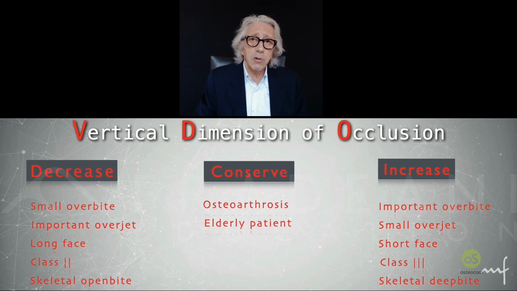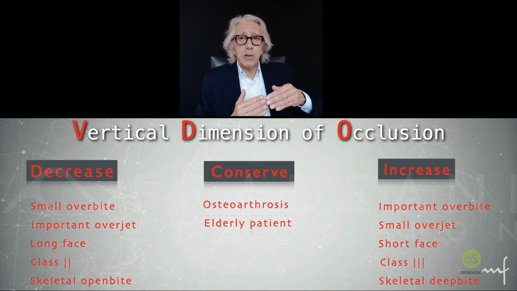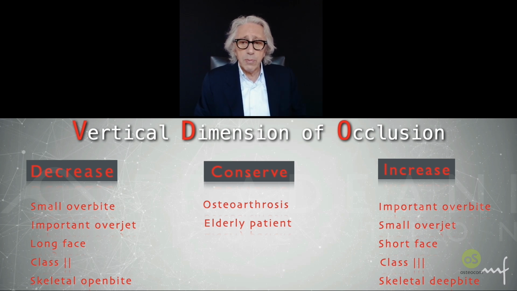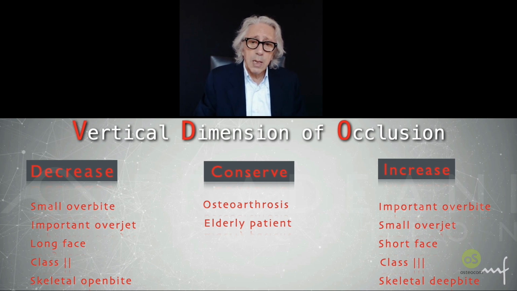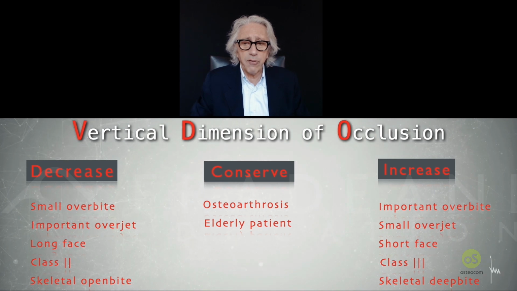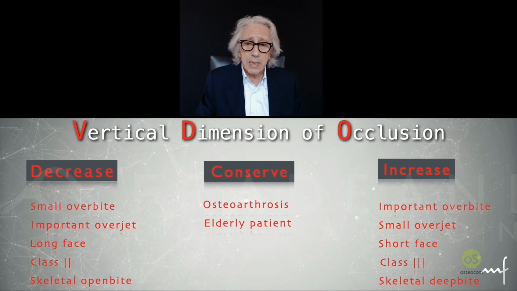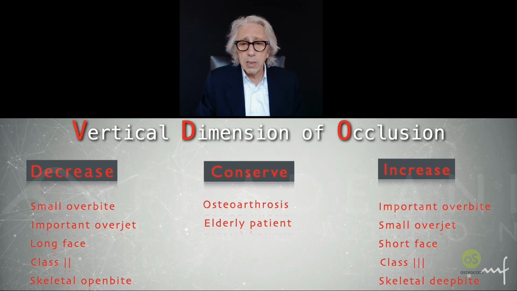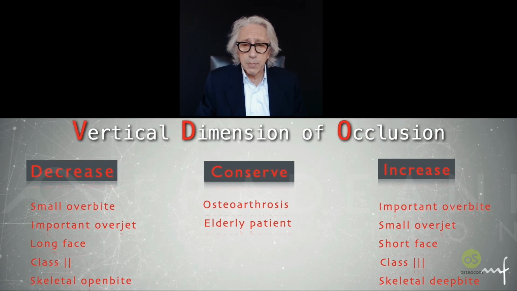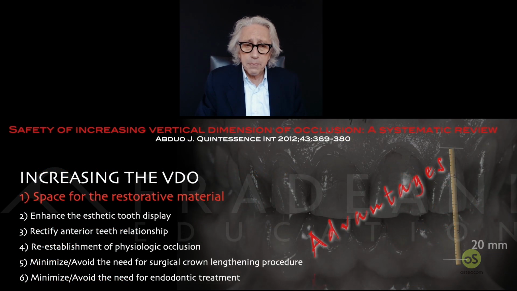And when you have a short face, you increase the VDO, and you maybe have a better view of your face. Class 3, edge to edge: you increase the VDO, you increase the overjet automatically, so you can create a different kind of situation. So we can finally create an overjet that was missing before. And the skeletal deep bite, of course, is also another case in which you do it. But anyway, that is a kind of final suggestion that you can follow. But of course, what we normally do is try to find a way to increase it, not to conserve, not to decrease. Why? For a simple reason.